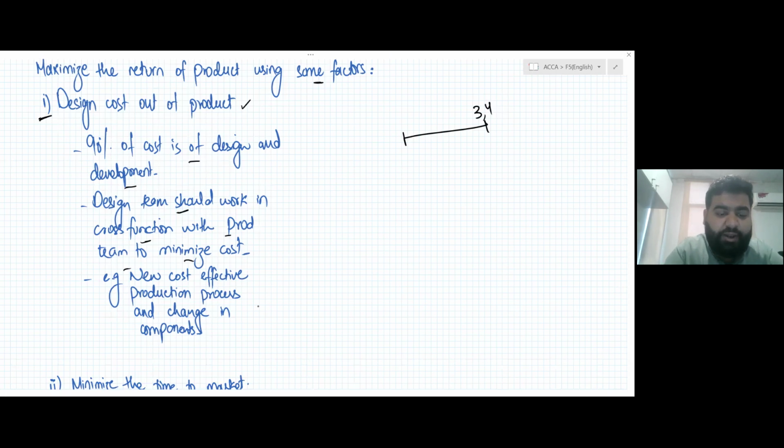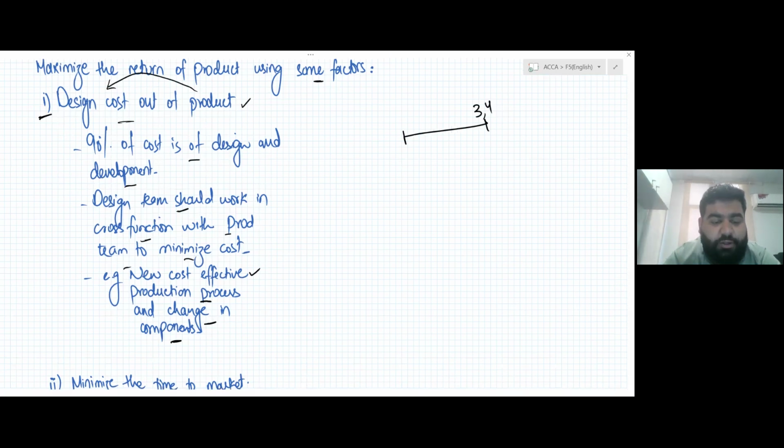So this is written: new cost-effective production processes and changes in components. If there is any change in a component that lowers the cost of the business, the production team should tell the design team to make a design that takes less cost, so that we earn more profit. So this is one of the ways that product design is very important. The design team should work with the production team to make the return higher, to maximize the return.